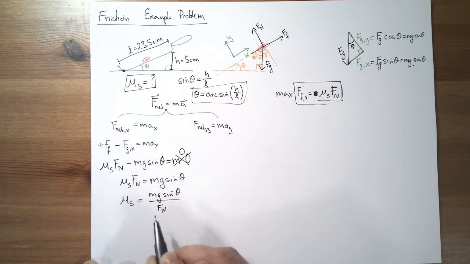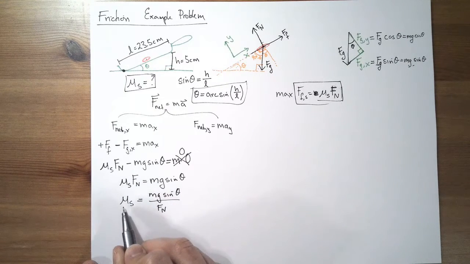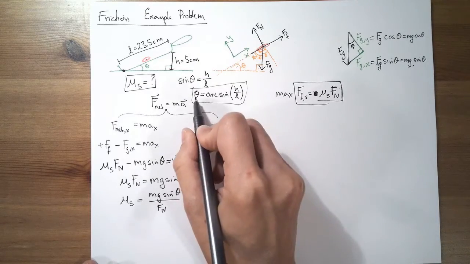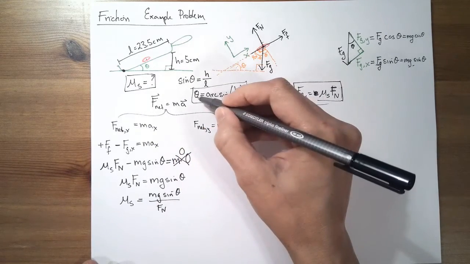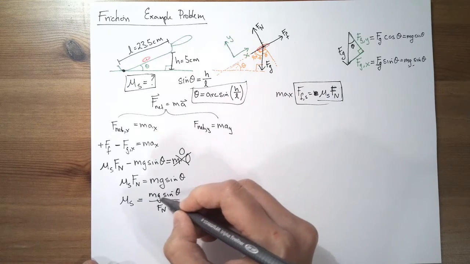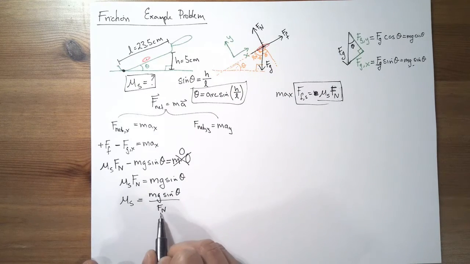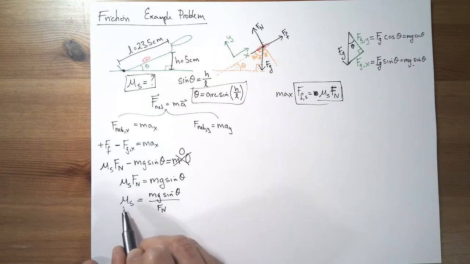There we go. Okay. Do we now know enough to solve for the coefficient of static friction? G we know. Sine of theta, well, we've figured out theta. We know h and L, so we can get a number for theta, so we can plug that into sine, so that's good. We don't know the mass, though. That could be a problem. We also don't know the normal force, so we're not quite ready to solve for the coefficient of friction.